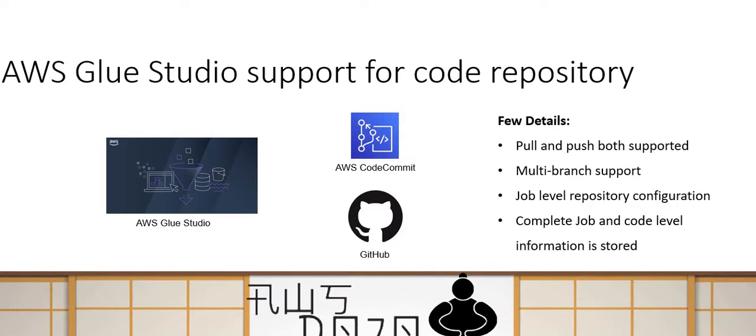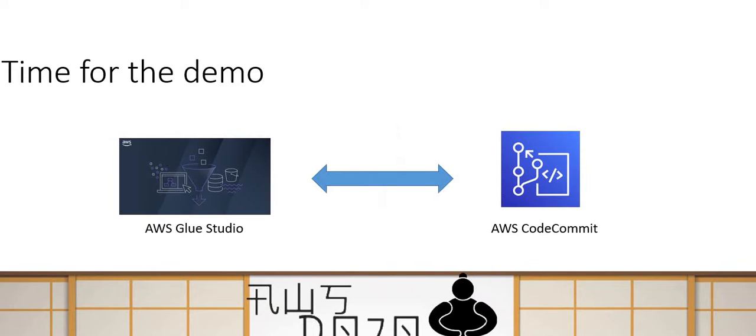And then when you create the job and store it into the code repository, it stores the complete information about the job: all the configuration details, as well as the code-level information of the job. So everything is stored in the code repository. It was a very small presentation, because all I want to say is that Glue Studio supports integration with the code repository, and what kind of functionality it provides.